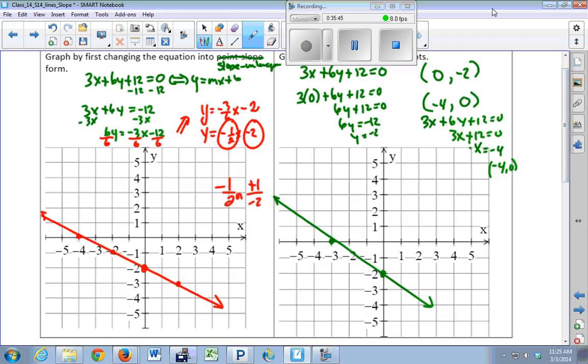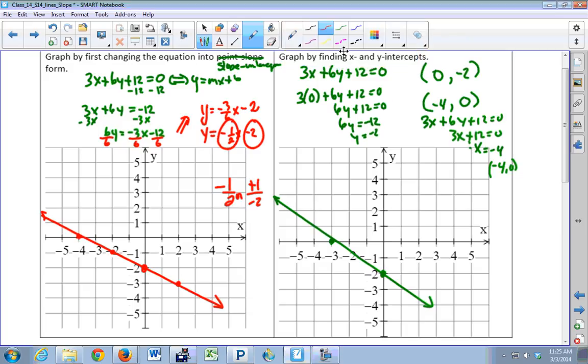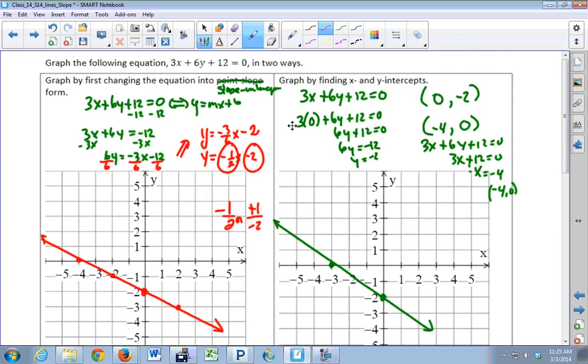Okay, any questions on graphing the equation of a straight line if it's in general form? Using either method? Anything at all?